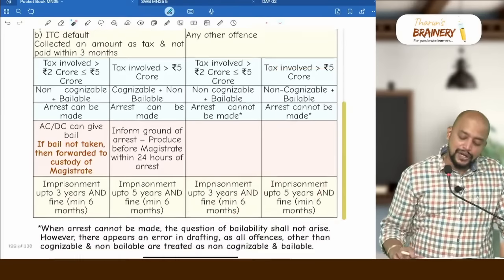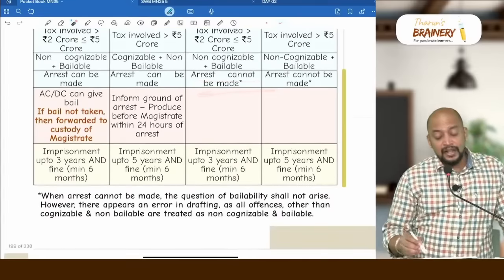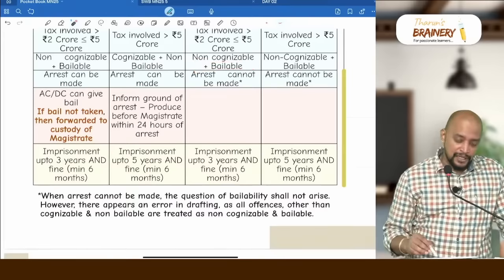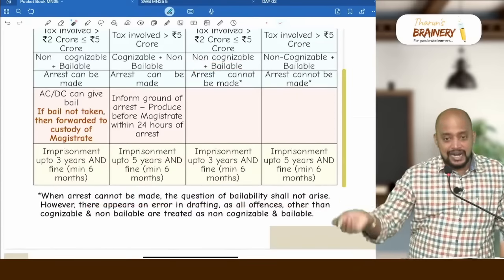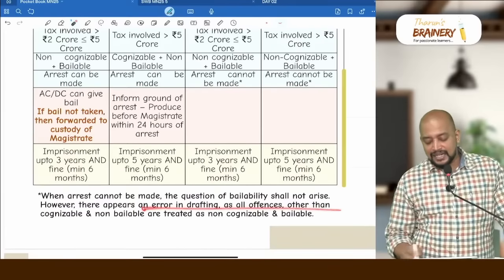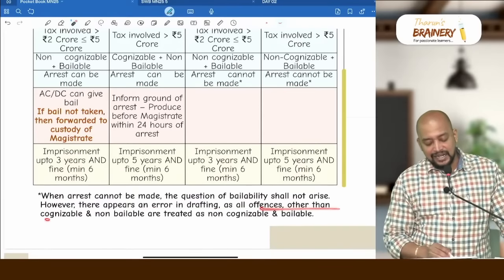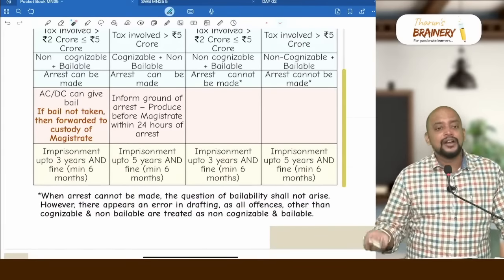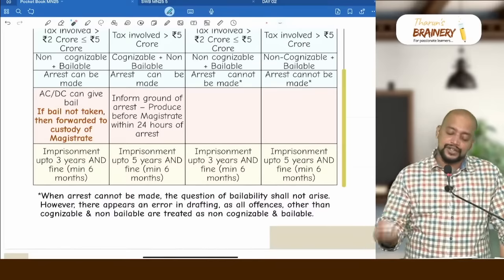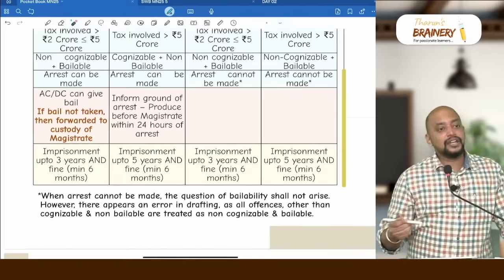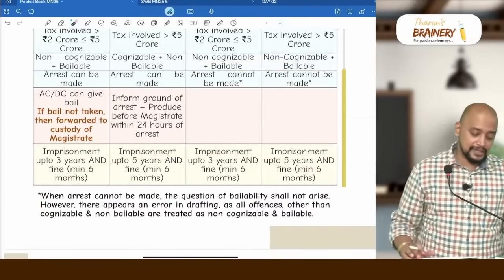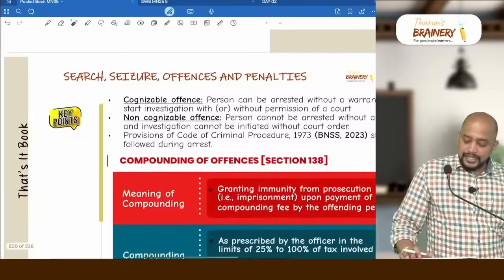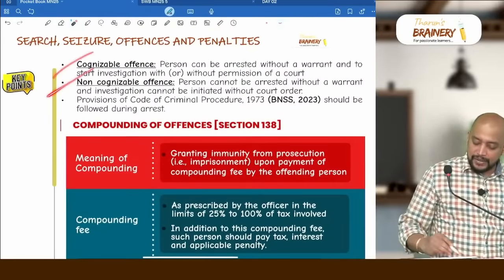So now what you need to write in exam? Arrest cannot be made, non-cognizable and bailable. But when arrest cannot be made, the question of bailability does not arise. However, there appears an error in drafting, as all offences other than cognizable and non-bailable are treated as non-cognizable and bailable. Due to that reason only, we follow this. And you need to write like this and then write a note like this. Got it? Next. So this is about cognizable, non-cognizable, etc.